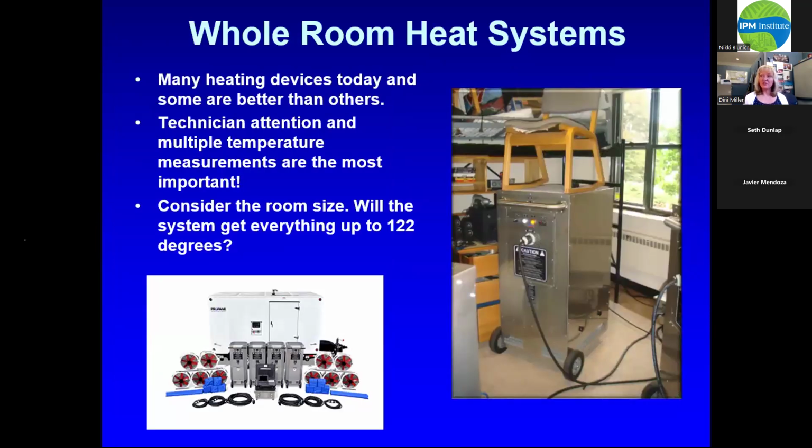We just did a study on this with one of my graduate students. Some of the heating systems are much better than others, and if you're doing a large size room, you've got to have a zillion heaters to do it. So you got to think about that. But we found that the most important thing with heat treatments is not just putting the heaters and the fans in and leaving it there.